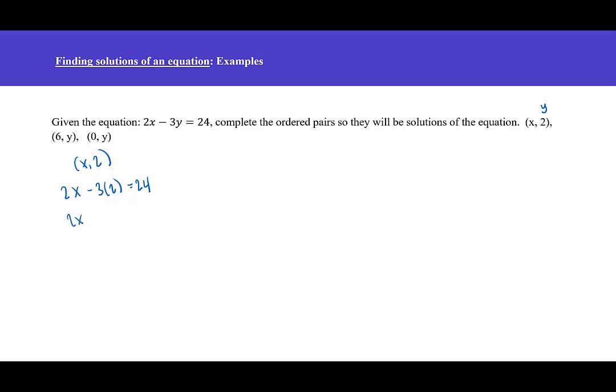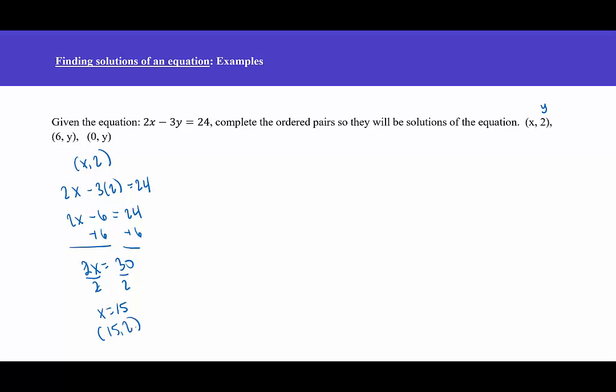First I need to multiply though. I have 3 times 2, which is 6. And now I want to isolate the term containing x. So since it's being subtracted by 6, I'll add 6 to both sides. And now I get 2x equals 30. That's 2 times x. To undo a multiplication, I will divide both sides by 2, and we get x equals 15. So now I know this first ordered pair is (15, 2).